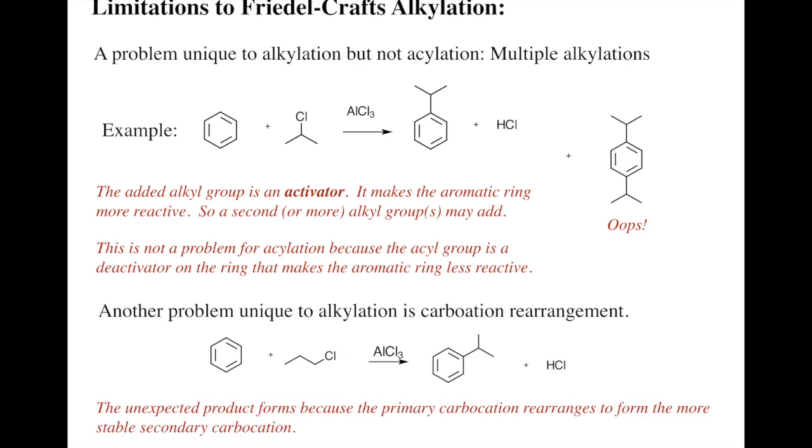Another problem that's unique to alkylation that doesn't occur with acylation is carbocation rearrangement. So in this reaction, we have propane with a chlorine on carbon 1, and so you would expect a 3-carbon chain on the ring, but we actually get the attachment at carbon 2, not carbon 1. We see there's an isopropyl group on the ring rather than a propyl group. And that's because when we form our carbocation, it's primary, and that can rearrange to a secondary.